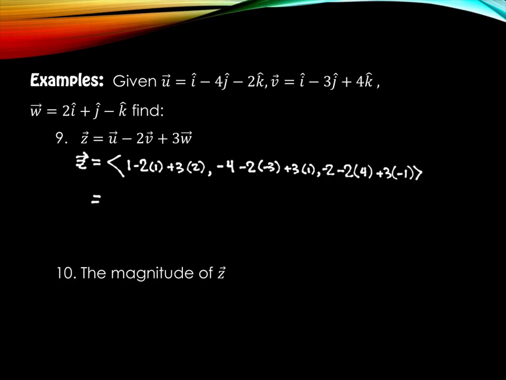I've got 1 minus 2 plus 6, 5. And then I have negative 4 plus 6 plus 3.